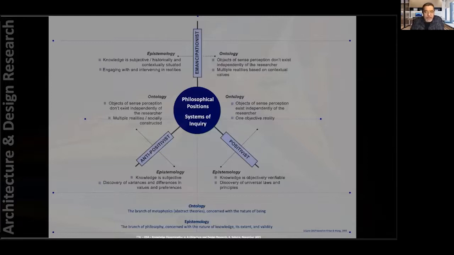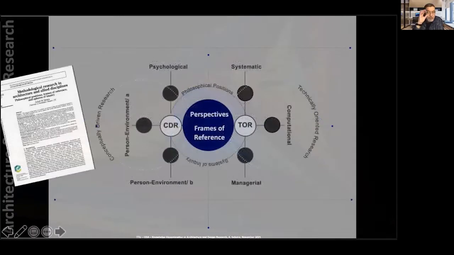I would say before embarking on a research exercise and later in a dissemination plan, a researcher would need to identify his or her position and thus the associated system of inquiry and make that clear for themselves and for potential audience.